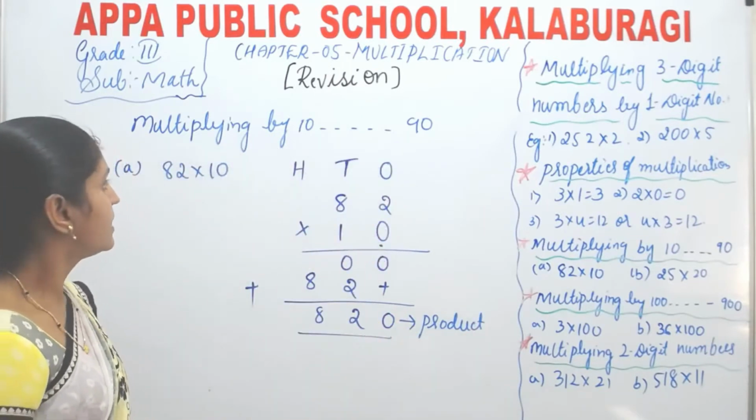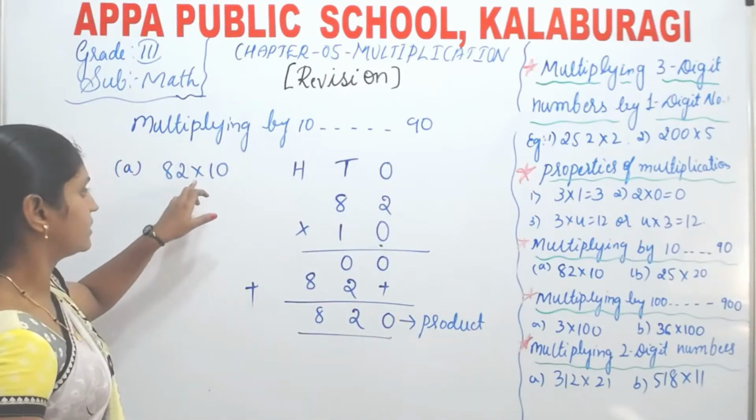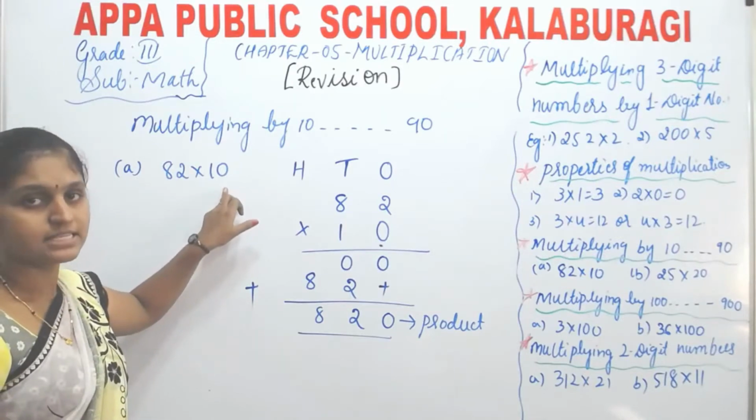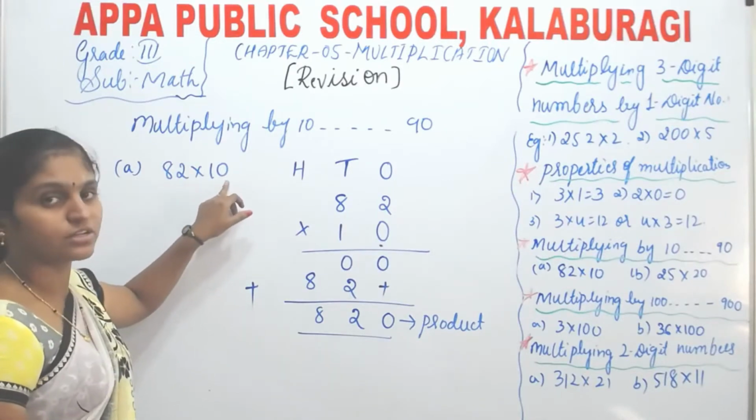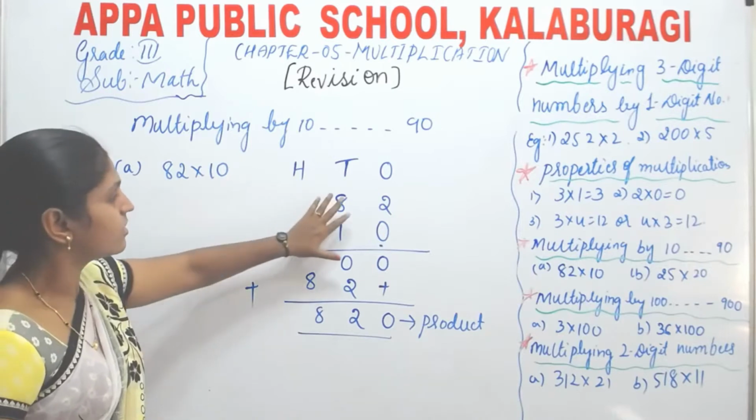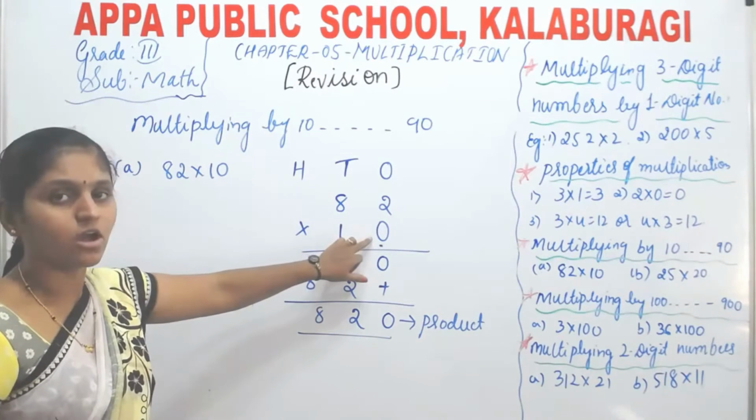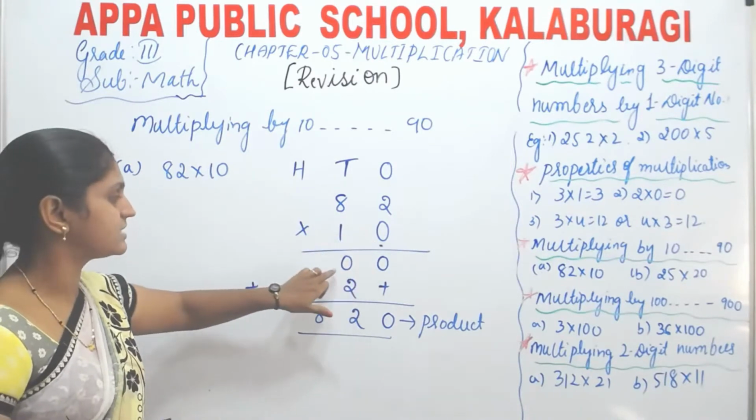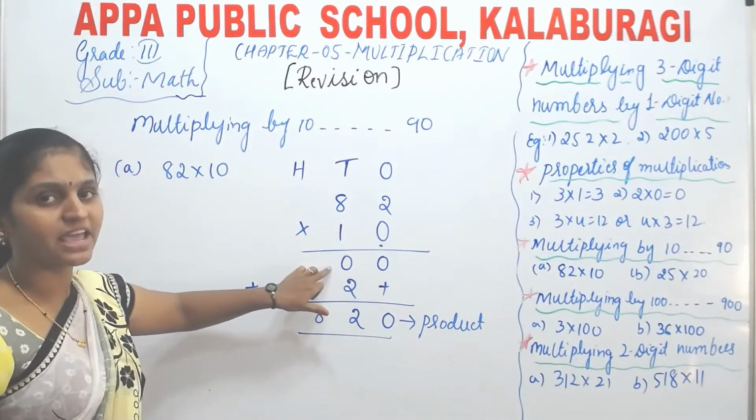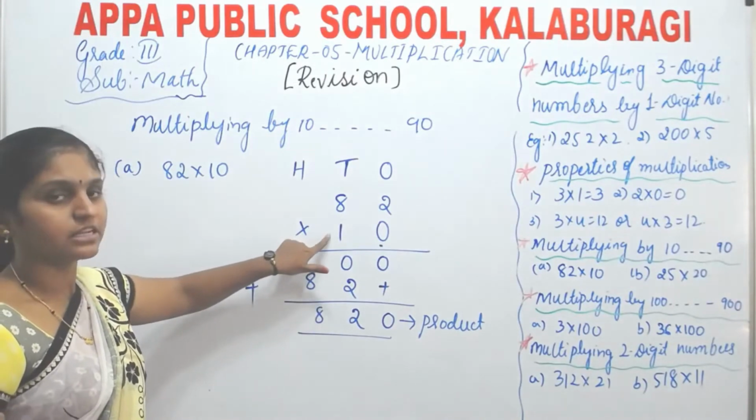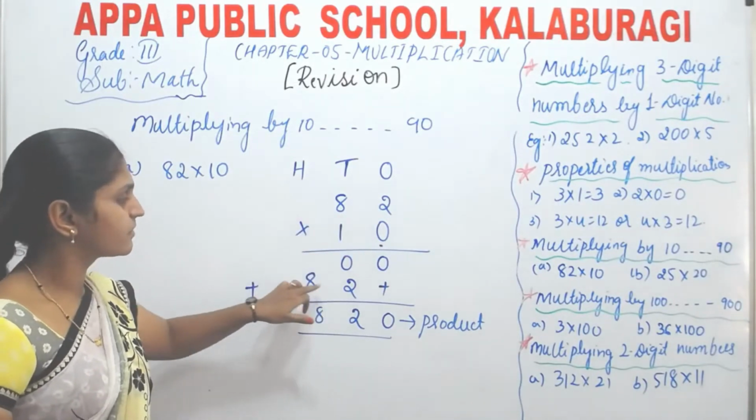We have done the multiplication of 82 into 10. Yes, 2 digit into 2 digit. So 82 into 10. Multiply any number by 0, we'll get 0 as the product. Multiply any number by 1, we'll get the same number as the product.